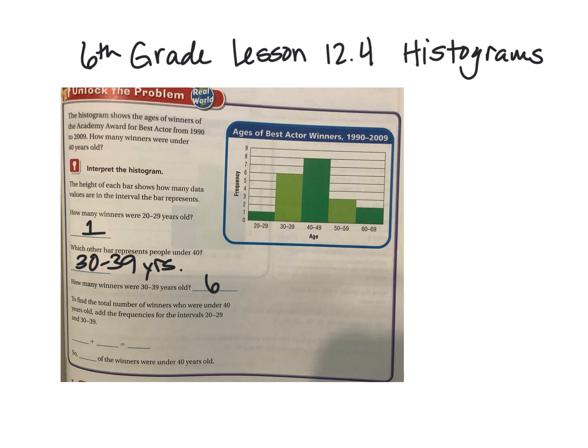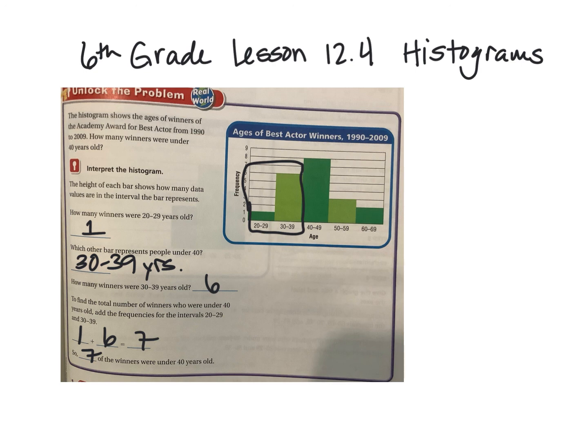So if we wanted to know how many were under 40, then those two together, the one that's 20 to 29 and the 6 that were between the ages of 30 and 39, there were a total of 7. 7 of the winners were under 40 years old.